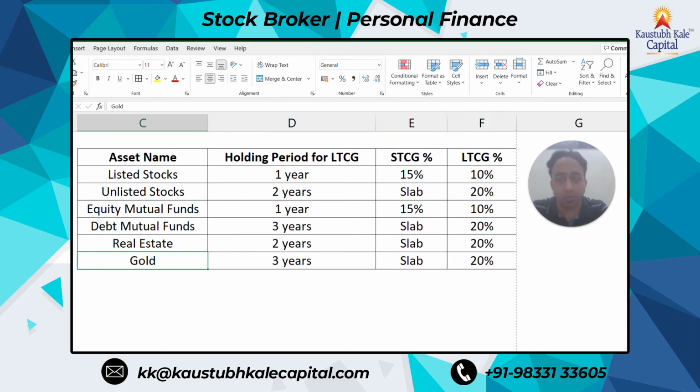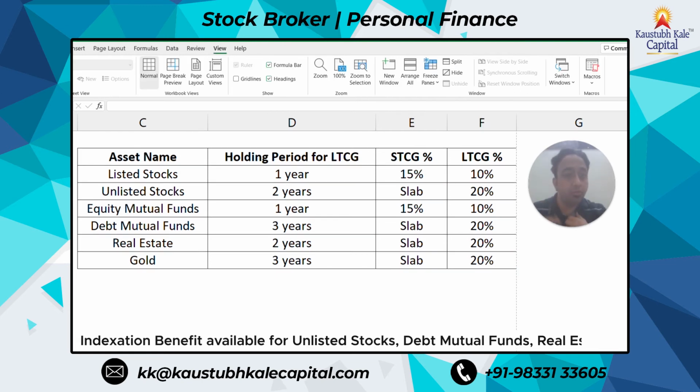Now on gold, again the holding period is 3 years for long-term capital gain. If you sell it before that, then slab rate. If you sell it after that, then 20% is the taxation rate. Now, one more important point is that you have an indexation benefit available for unlisted stocks, for debt mutual funds, for real estate and gold.